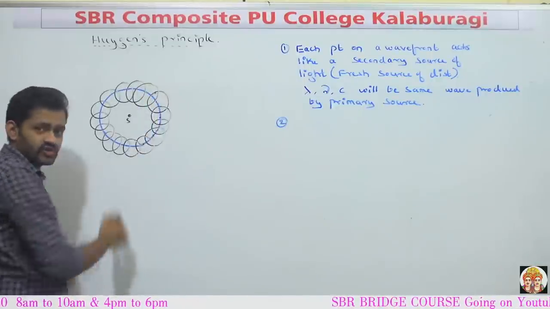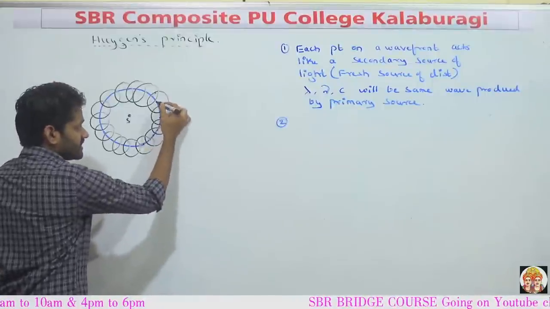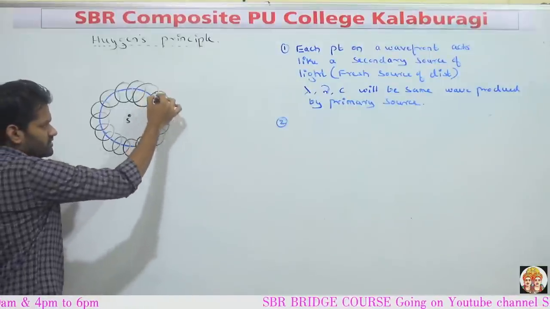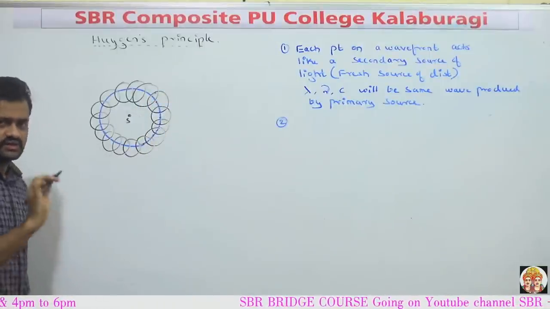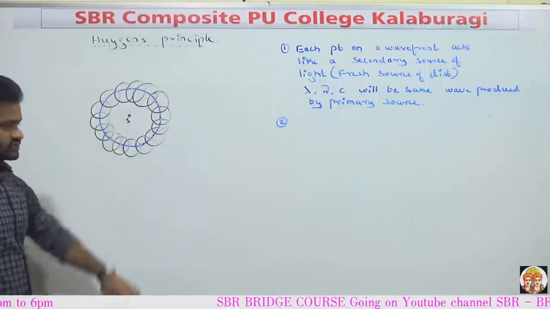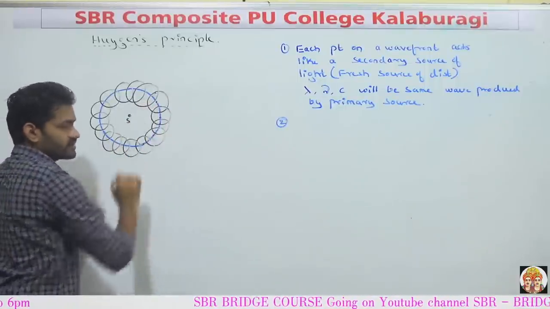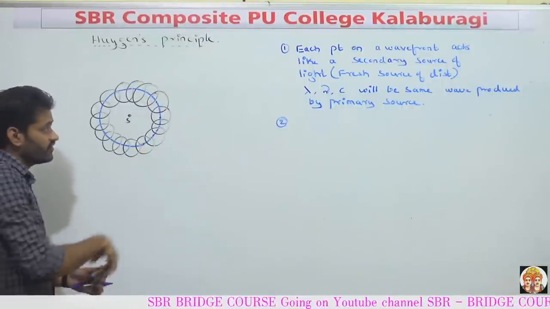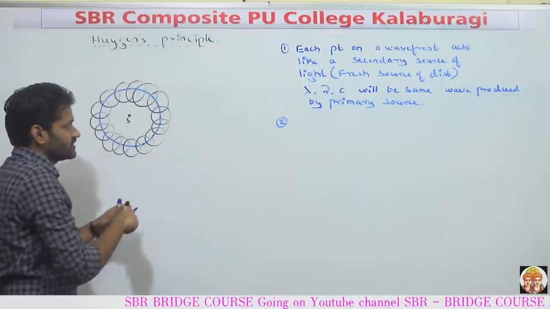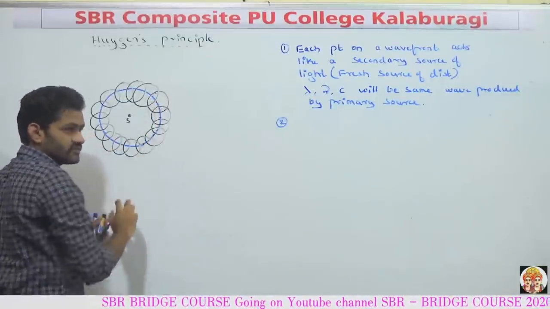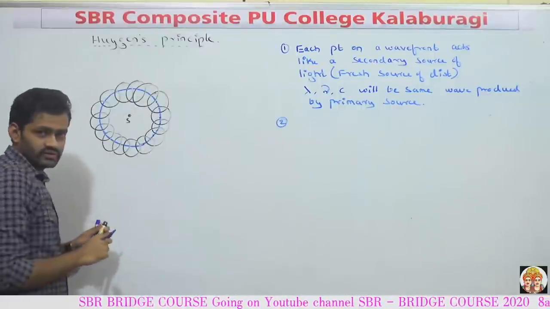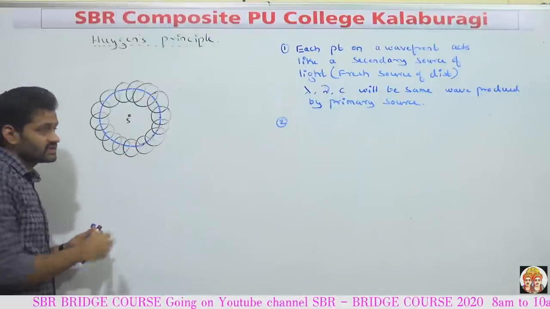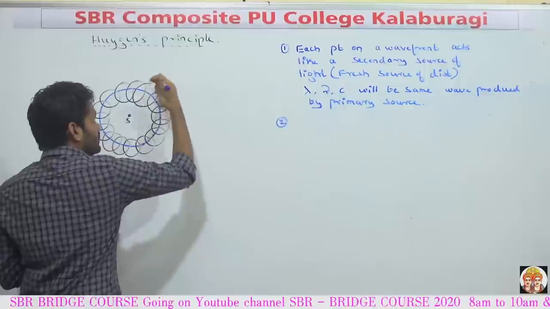Here, whatever circle I draw now, the center of that circle, what is it? The secondary source. Each point on this wavefront will act as what? A secondary source, and that is producing what? Disturbance. Around that one, small wavefronts will form in all directions. This side the distance will be the same. Whatever wavefronts are there, these are called secondary wavelets.